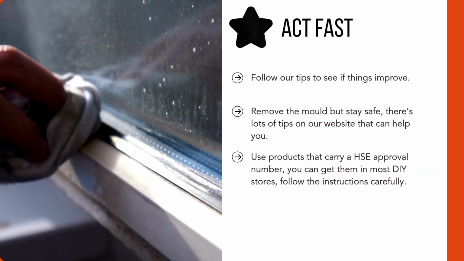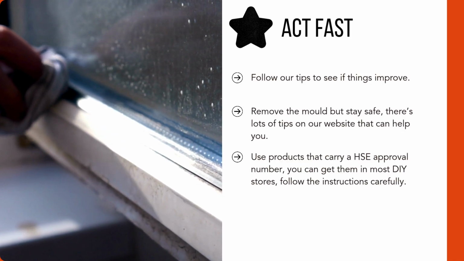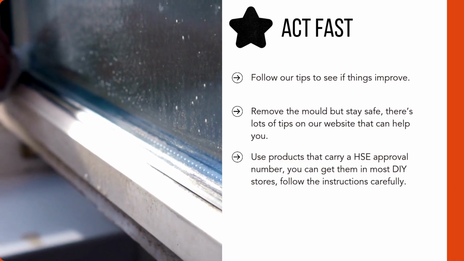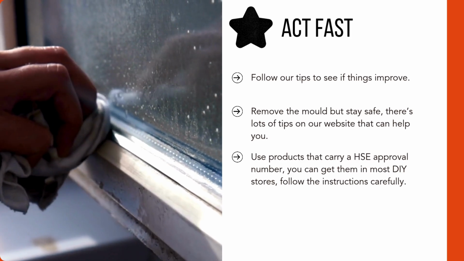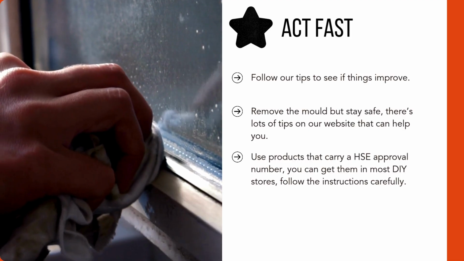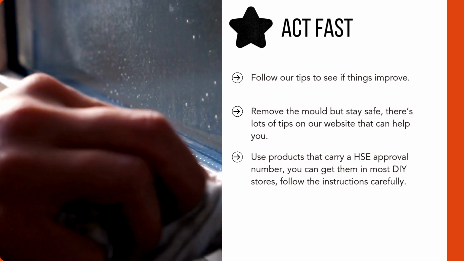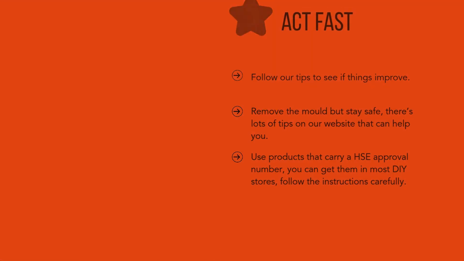If you have damp, mould or condensation in your home, act fast. Follow our tips to see if things improve. Remove the mould but stay safe. There are lots of tips on our website that can help you. Use products that carry a HSE number. You can get them in most DIY stores and make sure to follow the instructions carefully.